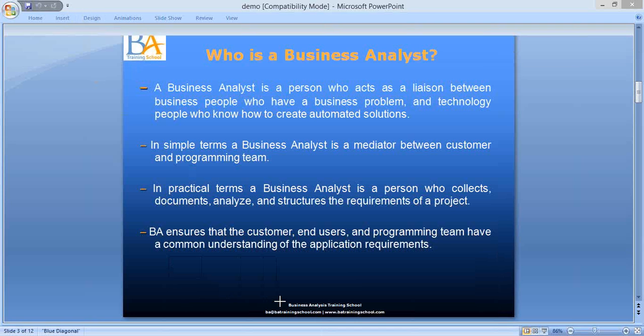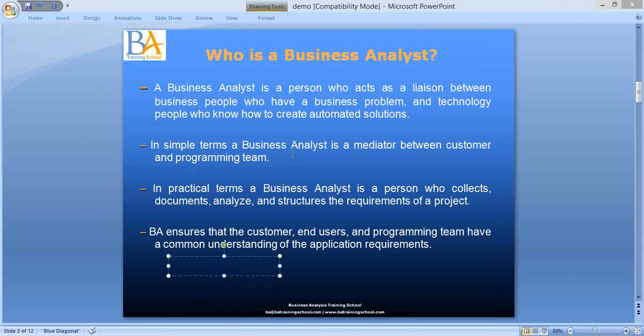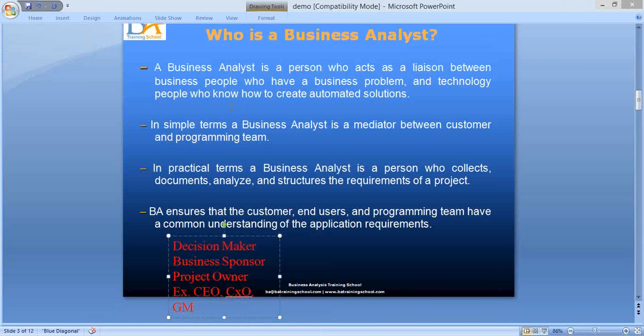So typically the customer is a person who is a decision maker. You can call them a decision maker, or the business sponsor, or the project owner. For example, the CEOs or CXOs, or the general manager or head of the department or business unit, etc. Those are typically the decision makers.